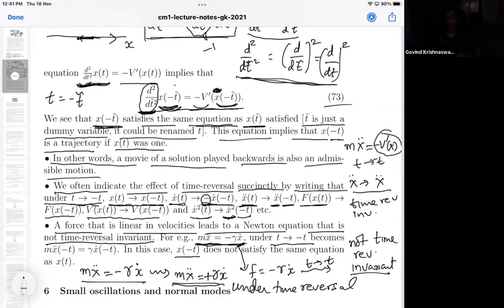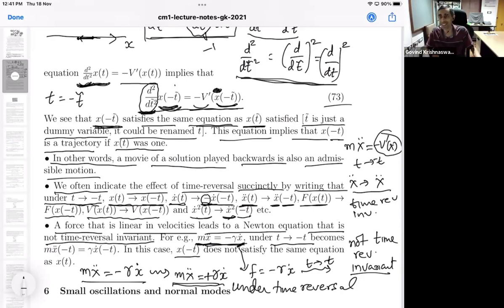By the way, the current has also gone off here, so I think you won't even be able to see me. Okay, it's coming back.